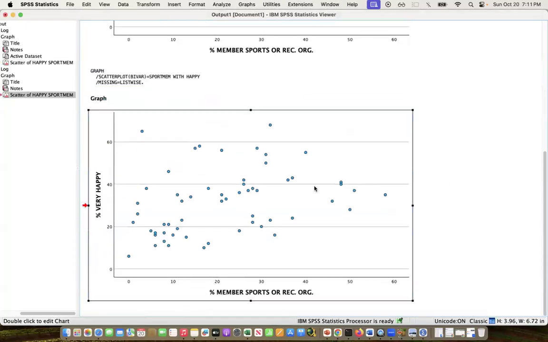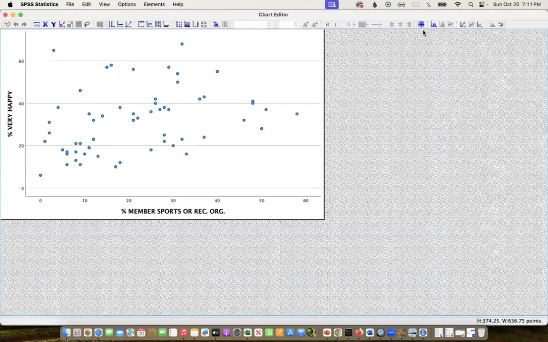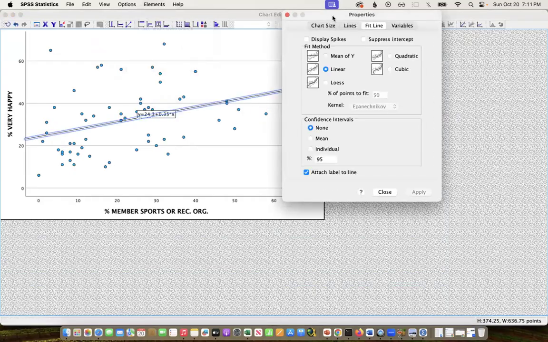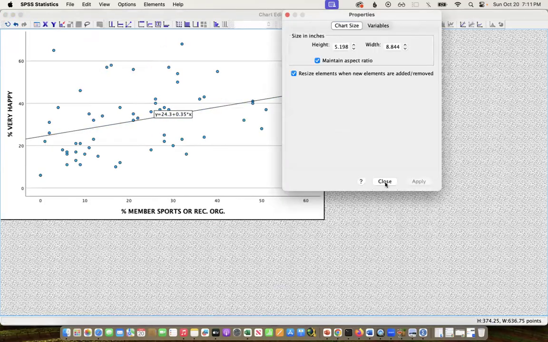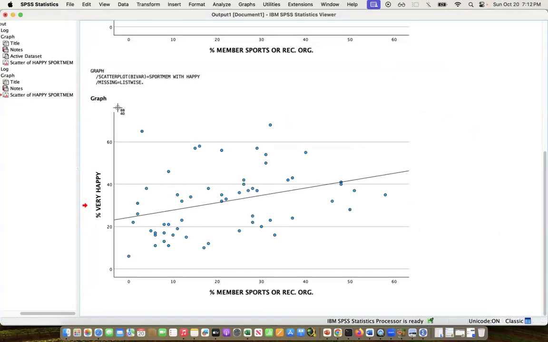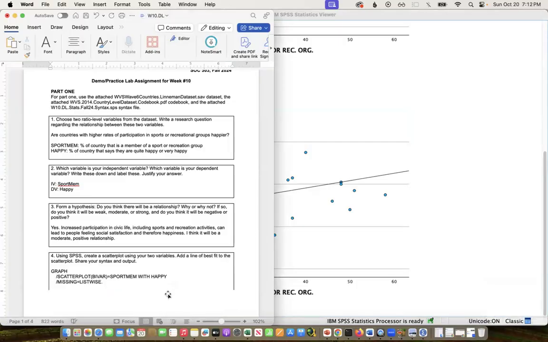Okay, the other way you can do it, if you double click on here, is this little one right here. You'll see it says add fit line at total. So that's the same as going elements fit line at total. So you can also click on this one. It'll bring up that same menu. We want it on linear. Get rid of this extra stuff. I just want my graph with my best fit line. And there we go. Okay, so I'm going to take a picture of this graph and put it into number 4.